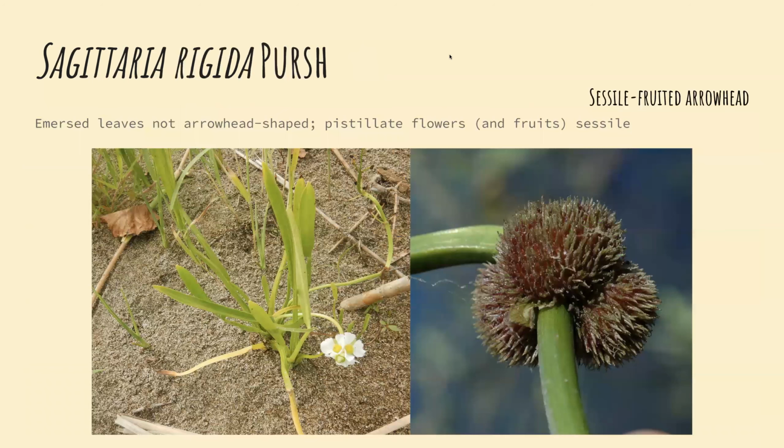And then finally, Sagittaria rigida. This is similar to the previous species in having these linear, grass-like leaves, but its common name tells us about the feature that would be useful for identifying this one, in that its female flowers have no stalks, so no pedicel on those. They develop into fruits that are right along the inflorescence axis here.